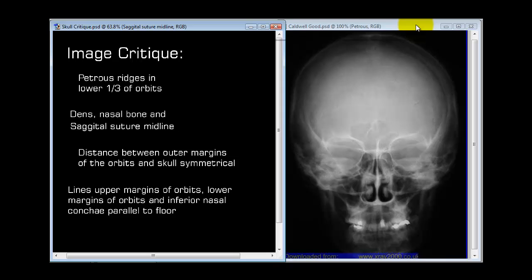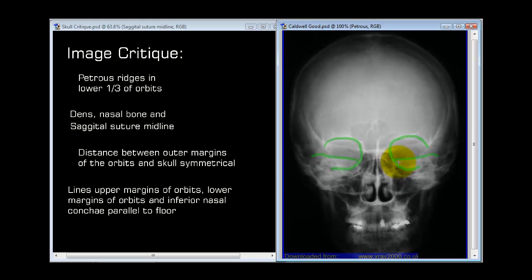The petrous ridges should appear in the lower third of the orbits. So let's take a look at the petrous ridges. You see the lines here, these are the ridges. If your central ray is lined up properly, and if your head is positioned so that the OML is perpendicular, and you have a 15-degree caudal angle on your tube, you should have these petrous ridges show up right in the lower third there.